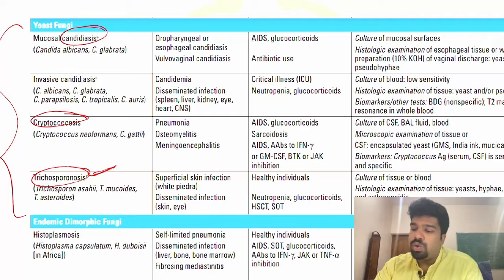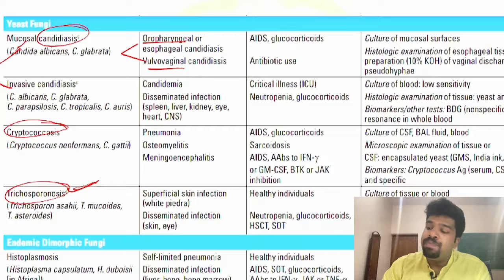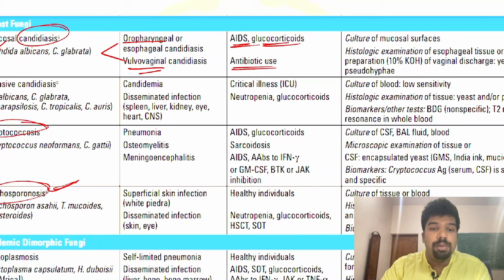So you look at this, mucosal candidiasis is given separate to invasive candidiasis. Mucosal candidiasis is IL-17 pathway and epithelial defenses. You have oropharyngeal and vulvovaginal components. For oropharyngeal, the risk factor is AIDS and glucocorticoids. For vulvovaginal candidiasis, the risk factor is antibiotic use. So what is the risk factor for vulvovaginal candidiasis? Antibiotic use. What is the risk factor for oropharyngeal or esophageal candidiasis? AIDS.